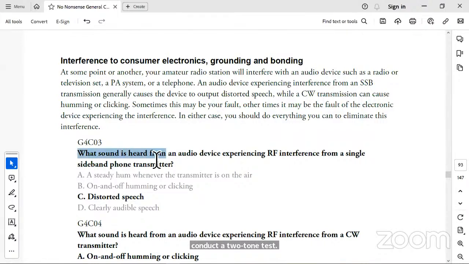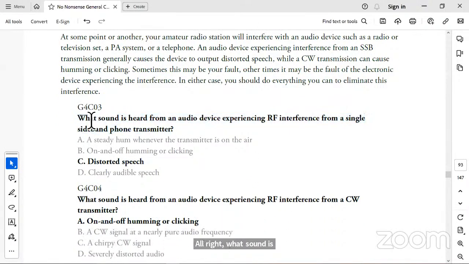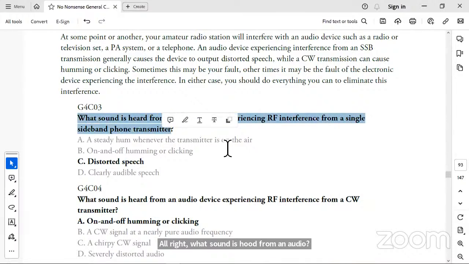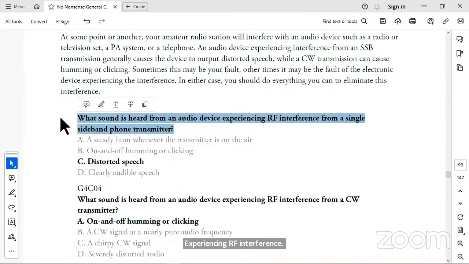All right, what sound is heard from an audio device experiencing RF interference from a single sideband phone transmitter? Let's dissect this question. What are they asking us? What sound is heard when there's RF interference from an SSB or single sideband phone transmitter, but on an audio device, let's say like a telephone, or maybe a stereo system? Well, the sound that you hear from SSB phone transmission is distorted speech.